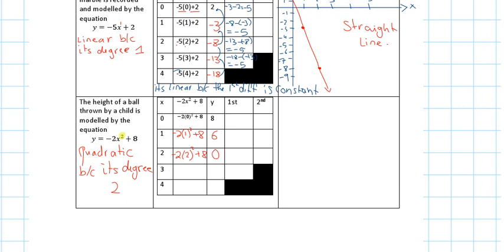Negative 2 times 3 squared plus 8. 3 squared is 9 times negative 2. That is negative 18. Add 8, that's negative 10. And then negative 2 times 4 squared plus 8. 4 squared, that's 16. Times negative 2, that's negative 32. Add 8 is negative 24.